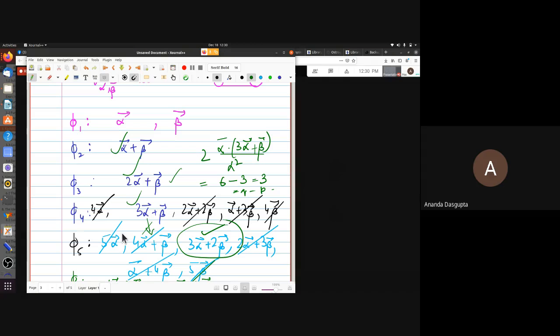So 6, and then the rank is 2 because we have only 2 simple roots. So there will be 2 Cartan subalgebra elements. So how many is it? Everybody agrees that it's 8, 6 plus 2. The same size as SU3.